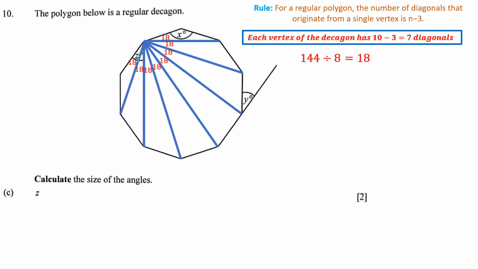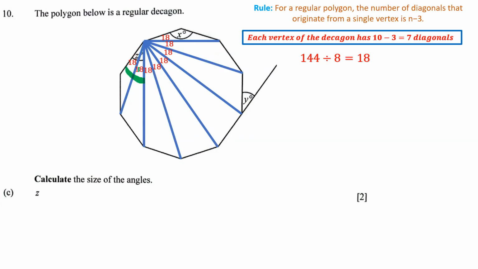Now let's look at z. Well, z only accounts for 2 of these spaces, right? That's what z is. Z only accounts for 2 of these spaces. And so what does that mean? That means if we're trying to find z, remember, z is this angle right there. Z only accounts for 2 of these spaces.